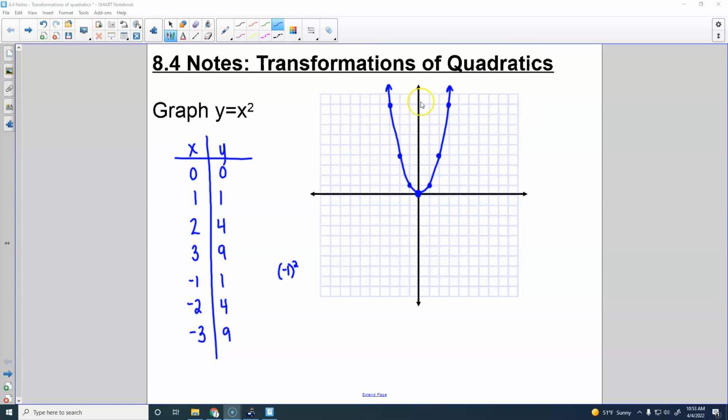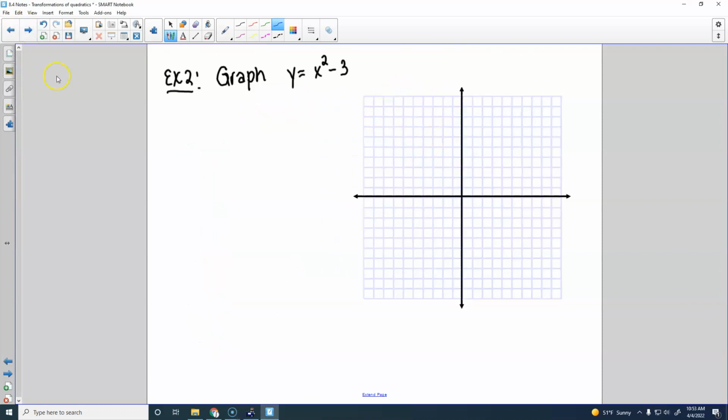All right, so this is our basic quadratic. It's the most simple quadratic you can have. It's just x squared. What we can do for this is we can look at what's going to happen if we change this equation. We can think about what would happen to the graph. Okay, so this time I'm going to graph y equals x squared minus 3.